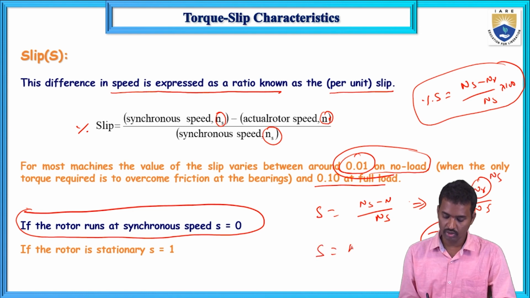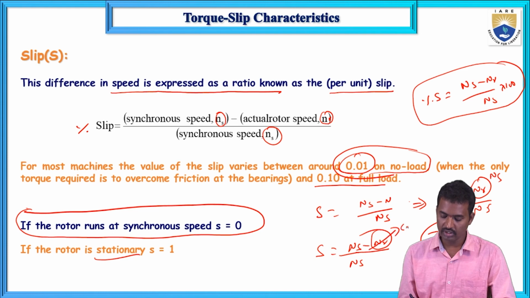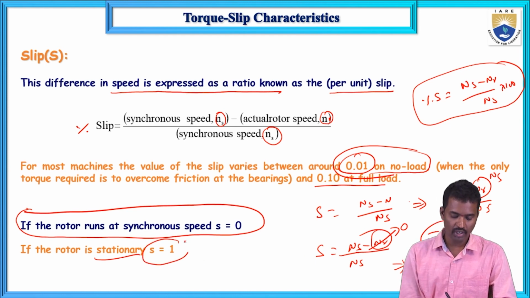Next case: if the rotor is stationary, at the initial position, s equals Ns minus Nr divided by Ns. At rest, Nr equals 0, the speed of the rotor is 0, so Ns by Ns equals 1. The slip value is 1.